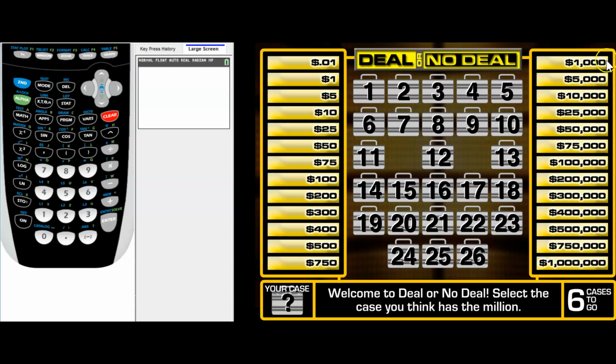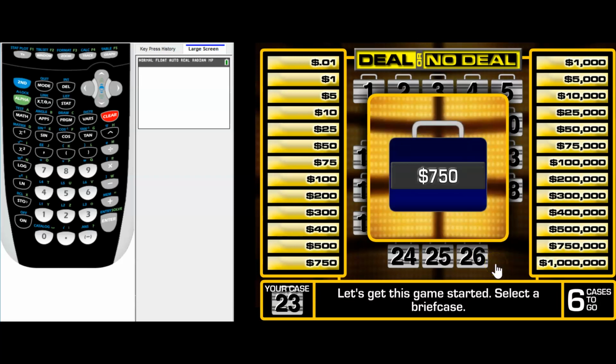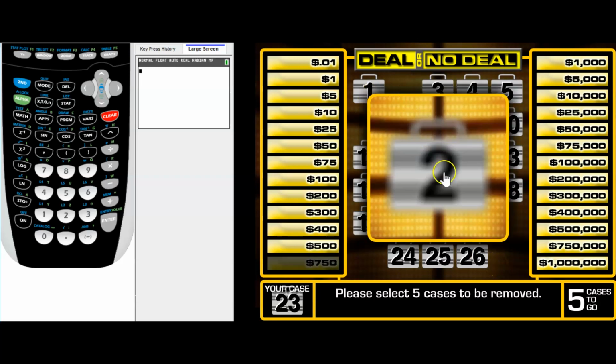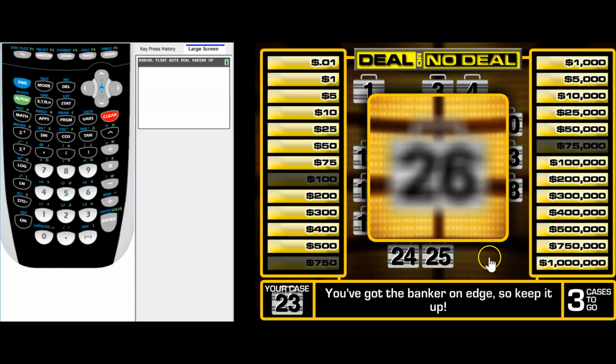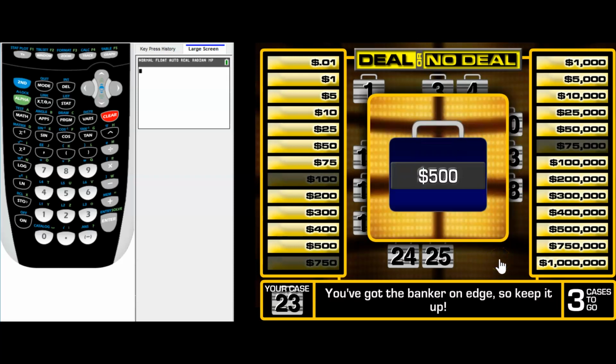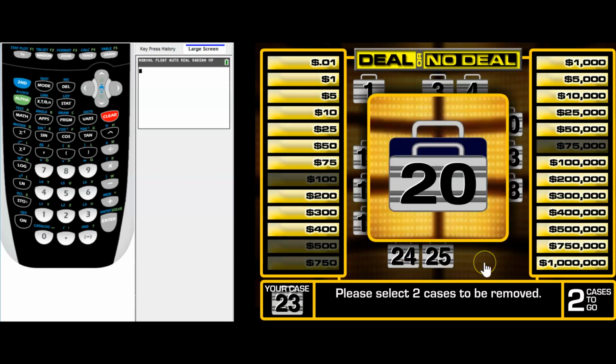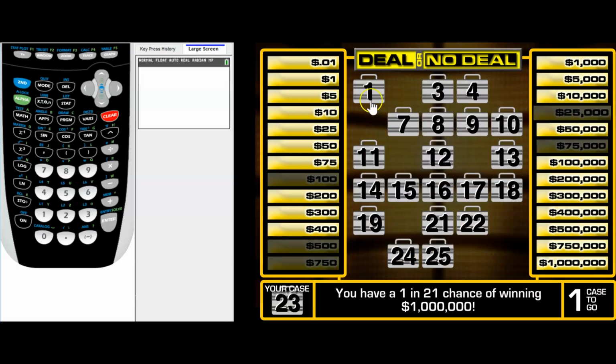So let's take a look at our cases, and I'm going to pick case number 23 as my case that's going to be set aside for the duration of the game. 23 is one of my lucky numbers, and so hopefully it's got the $1 million in it. So let's eliminate 6 cases now. Let's go with case number 6, number 2, how about number 5, number 26. 2 more, number 20, and I'm going to go case 1.